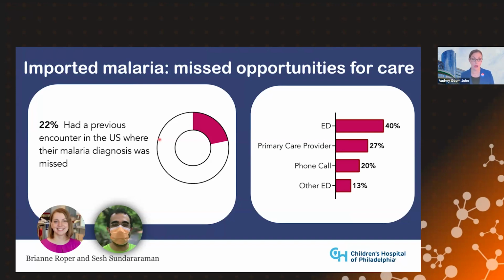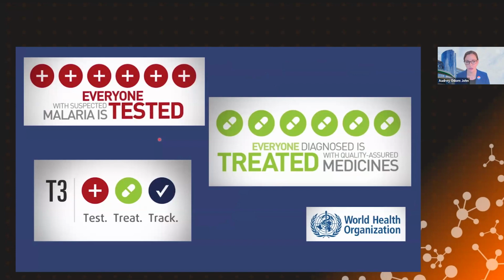In our own cohort, in what I think is probably one of the best children's hospitals in our country, if not the world, almost 1/4 of the children who ended up diagnosed with malaria had a previous healthcare encounter where their malaria diagnosis was missed, which is potentially catastrophic. Many of these were in fact in our own emergency room. And so it really highlights one of the biggest challenges in malaria control, which is that everyone who has suspected malaria needs to be tested.